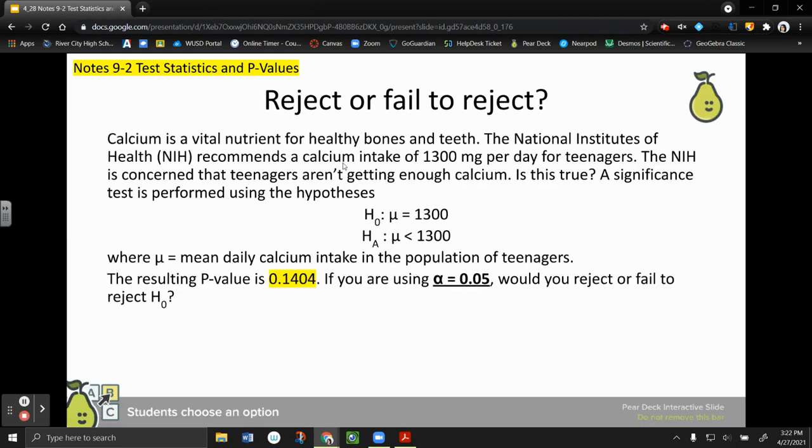All right, so just going through some examples. Here's an example. I'm not going to read it, but I'm going to state that the resulting p-value is 0.1404. It says, if you are using alpha of 0.05, would we reject or fail to reject? Well, this p-value is greater than alpha. So in this case, we're going to fail to reject our null hypothesis.